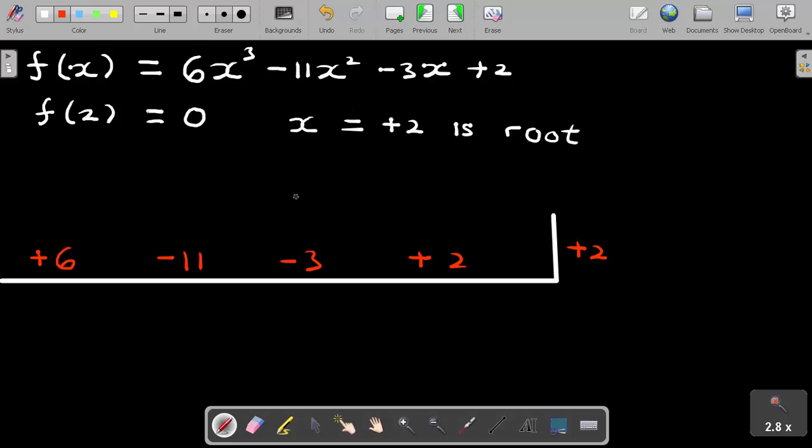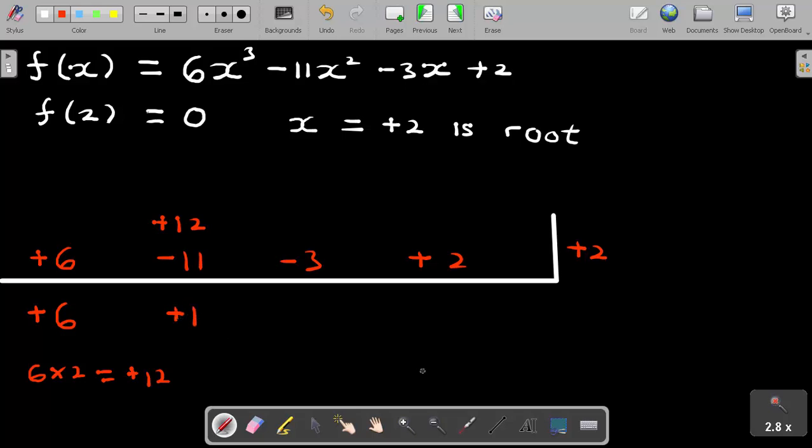Now we said that the first one, you write it the way it is, positive 6. And then multiply by the root. So what is 6 times 2? It gives me positive 12. So I come and add positive 12 here. 12 plus negative 11, you get positive 1. So positive 1 comes here now.